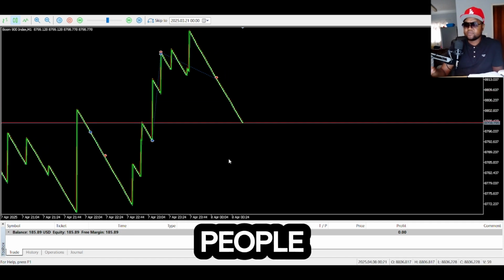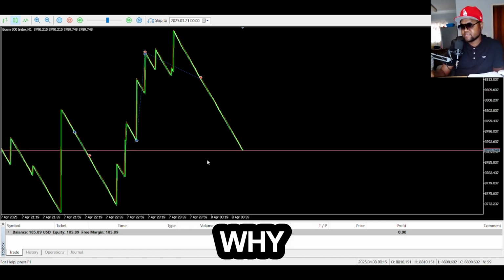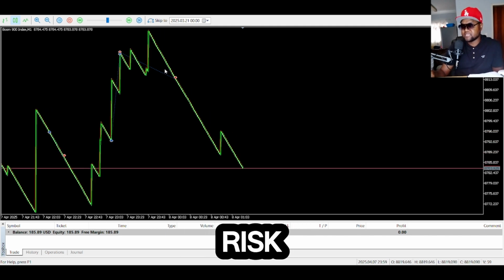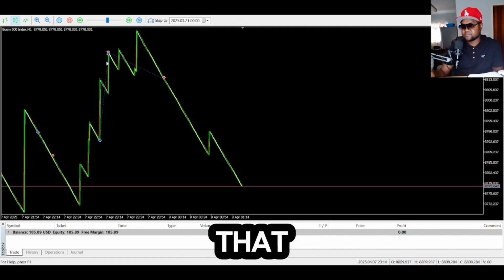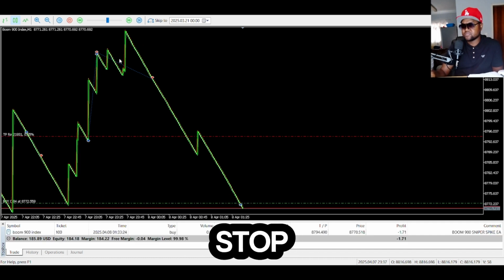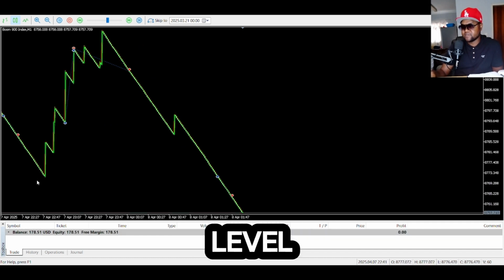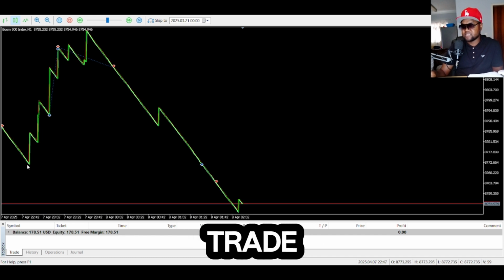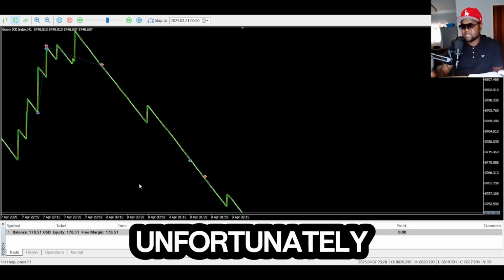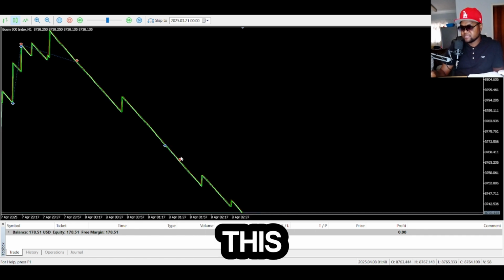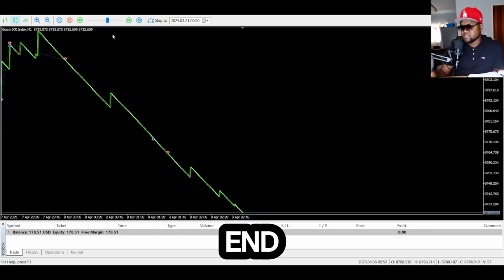So in most cases, the reason why most people think that spike trading doesn't work is because they can't maintain that risk, the same amount of stop loss. They can't do that. You see here, it is able to identify a level where there is a support and it takes a trade from that particular level. But unfortunately, this particular trade didn't end in profit.